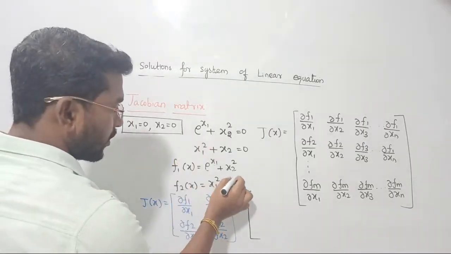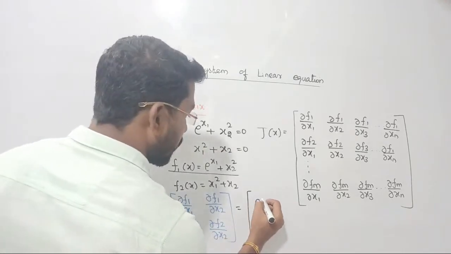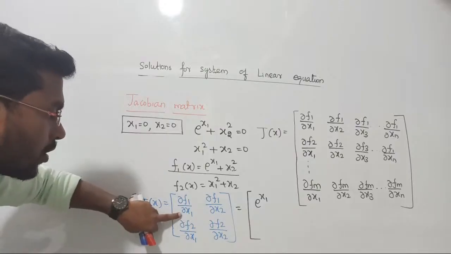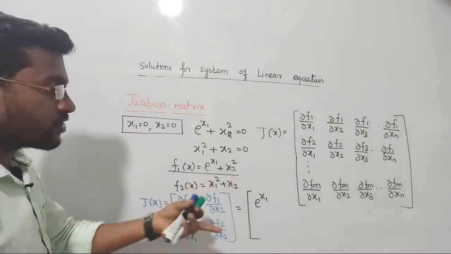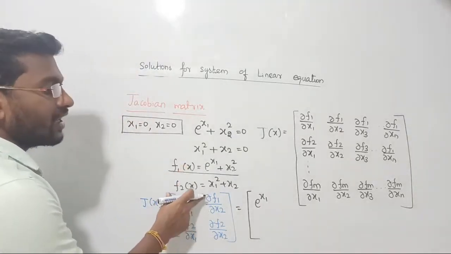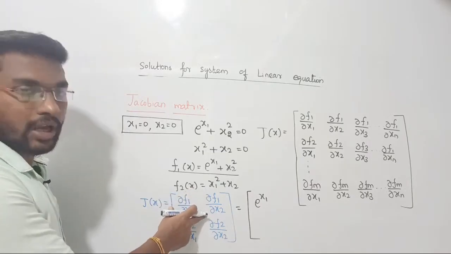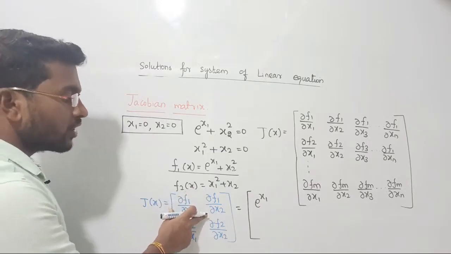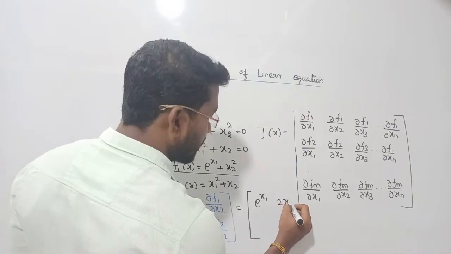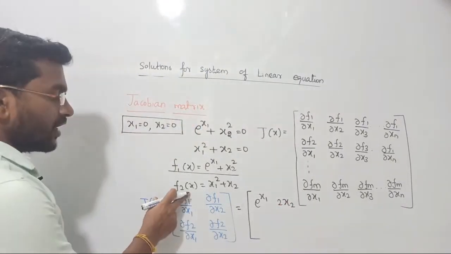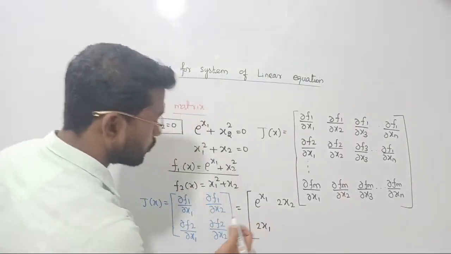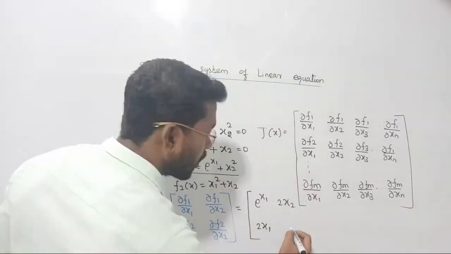If you differentiate this function with respect to x1, what will you get? e power x1 once again becomes e power x1. If I am differentiating with respect to x1, x2 becomes a constant, so the differentiation of x2 will automatically be 0. Second, we have to differentiate this function with respect to x2. When differentiating with respect to x2, x1 becomes a constant, so that term is 0, and your answer will be twice x2. Now continue with f2 of x. If I differentiate this function with respect to x1, you get 2 times x1. If you differentiate with respect to x2, you get 1 only.